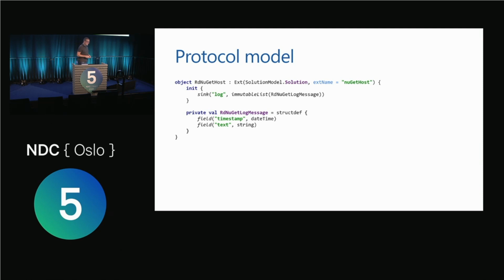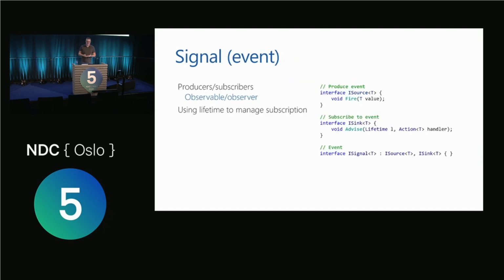The protocol model is built on top of those primitives. So what you will see is, for example, that you have this RD Nuget host object that extends the solution model, where you see that we have an inner type that is a struct definition, a struct essentially that has two fields, a timestamp and a text. And we model everything like this. You describe what you want on the wire, what the view model should look like. The next thing that happens is we generate code on that.